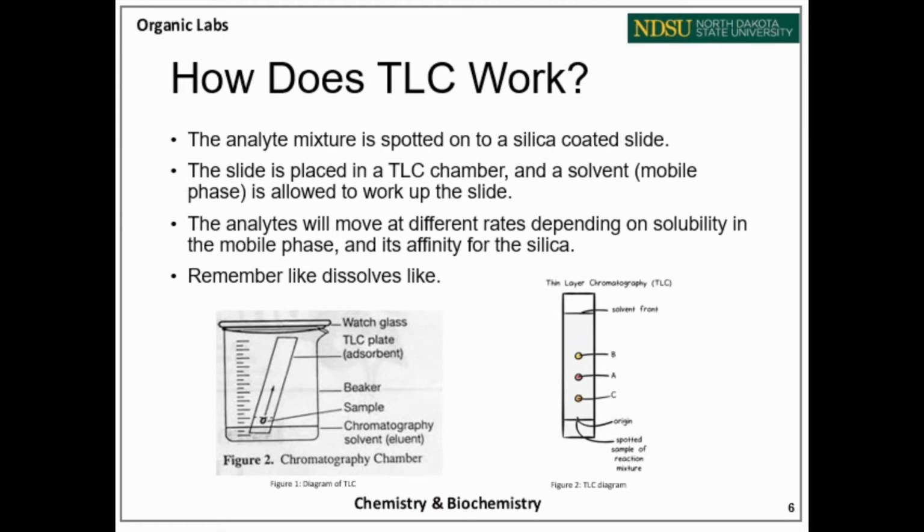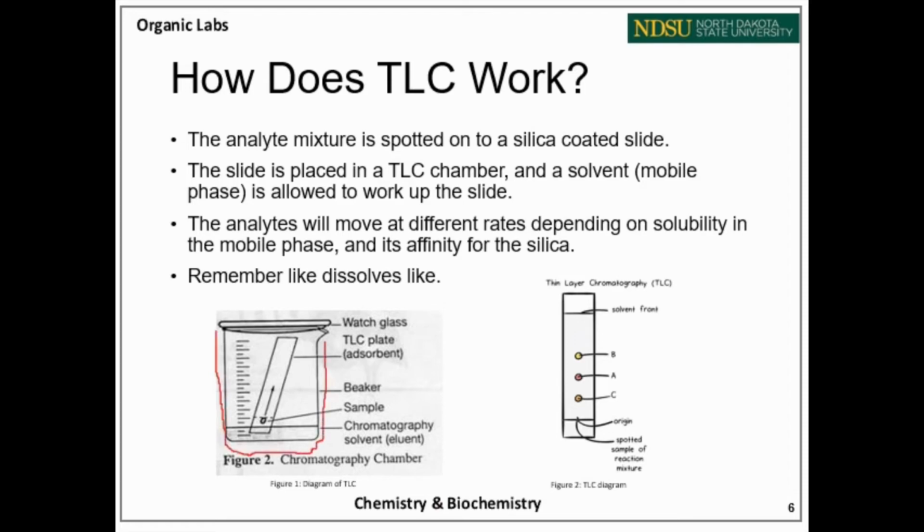The first thing you're going to do is spot your analyte onto your TLC slide. If you have a solid, you're going to have to dissolve it in some sort of solvent. If you have a liquid, you're going to have to dilute it to make sure it's not too concentrated. After you prepared your analyte for spotting and you spotted the slide, you're going to prepare your TLC chamber with your mobile phase inside the TLC chamber, which is shown here.